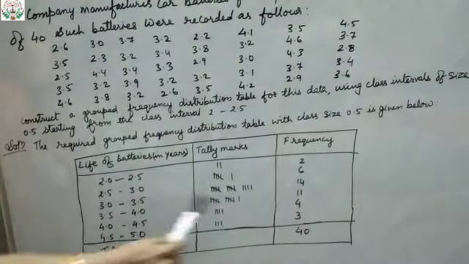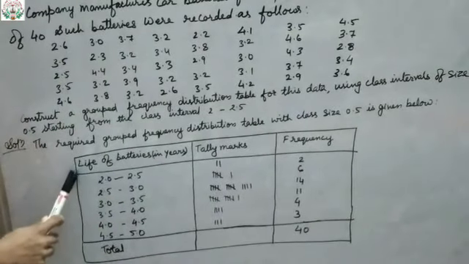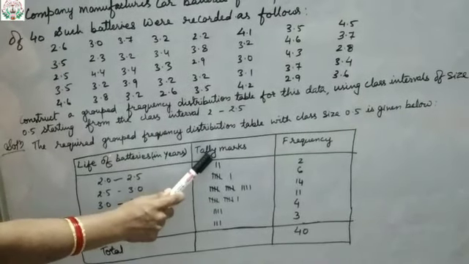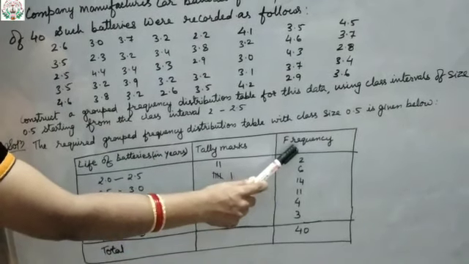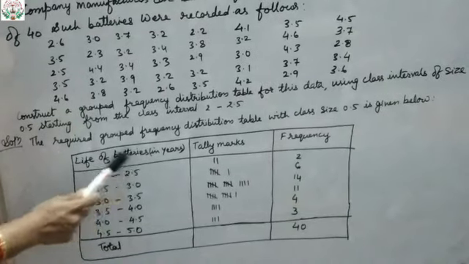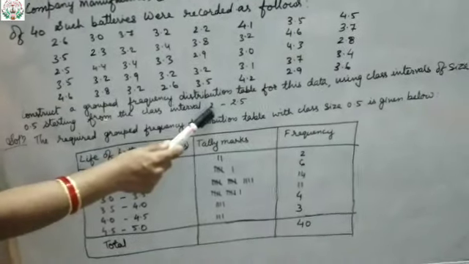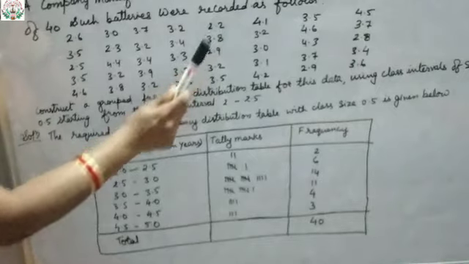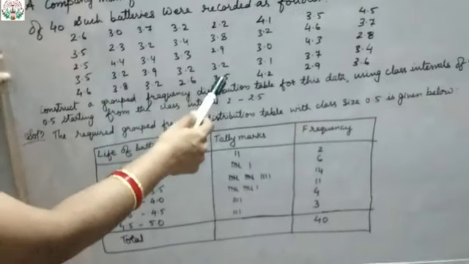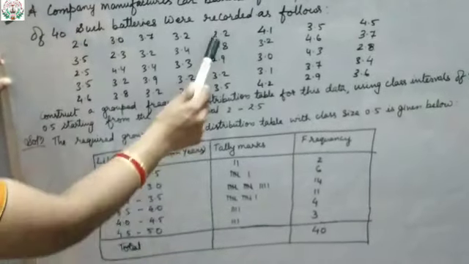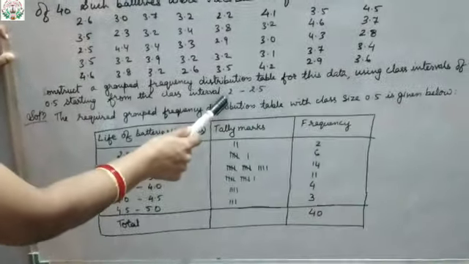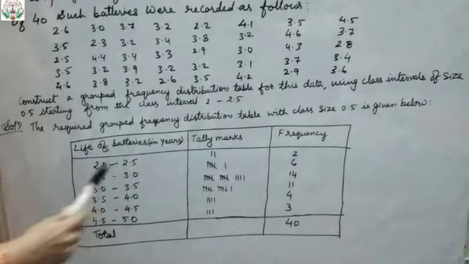Draw a box with 3 columns. In the first one, write life of batteries in years. Second one will be tally marks. Third one will be frequency. So in life of batteries, the starting must be from 2 to 2.5. First, here you can see below that also there is 2.2, and before that also you can see 2.2 is also there. So the starting one is between 2 to 2.5.